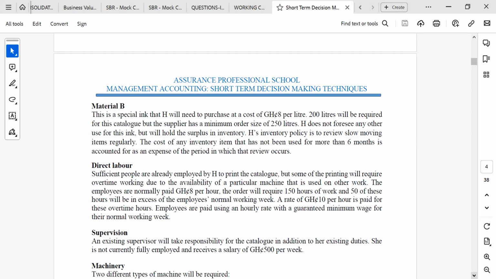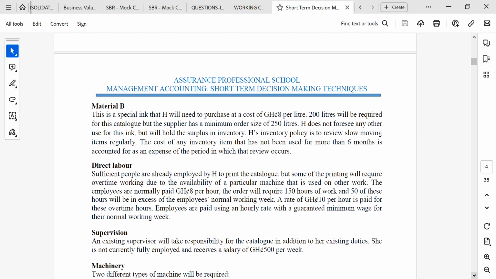They are saying that sufficient people are already employed to print the catalog. Some of the printing will require overtime working due to the availability of a particular machine that is used on other work. The employees are normally paid 8 cedis per hour. The order will require 150 hours of work, and 50 of these hours will be in excess of the employees' normal working week.